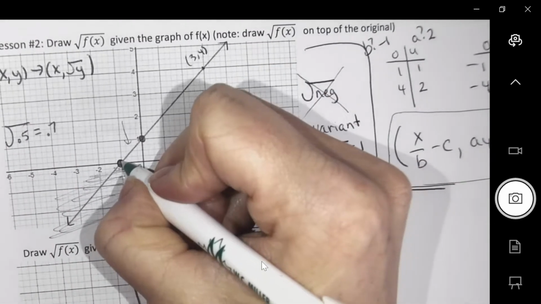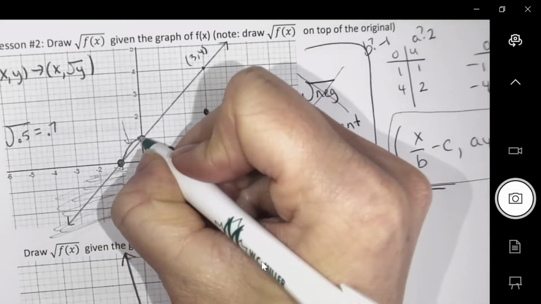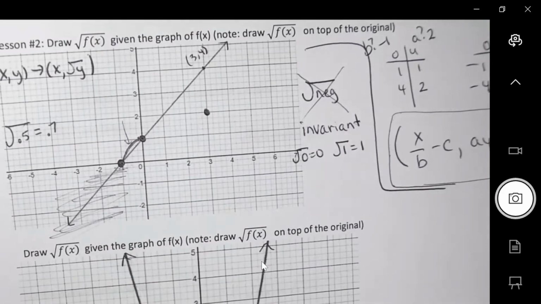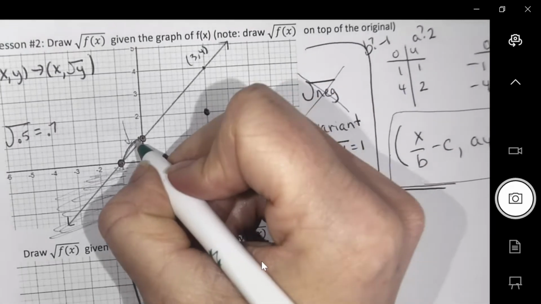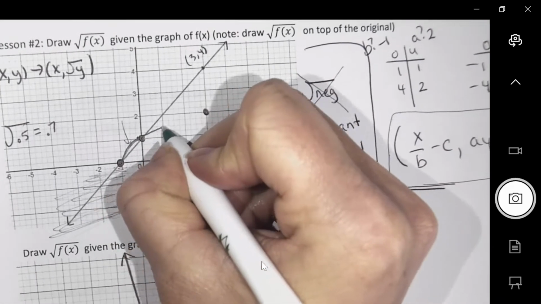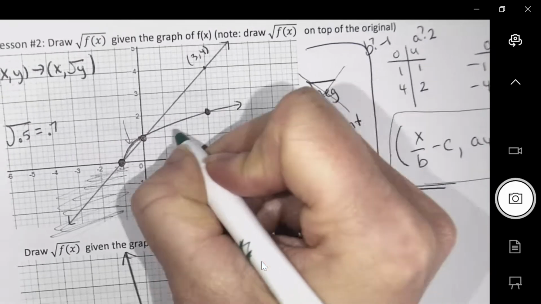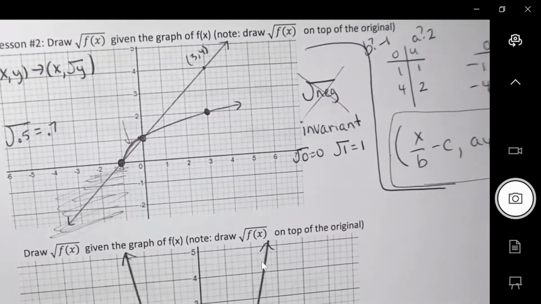So in this zone, I'm going to show you that my square root numbers are bigger than the graph. And then after this, the square root numbers will be smaller. And do you recognize the shape of the curve?